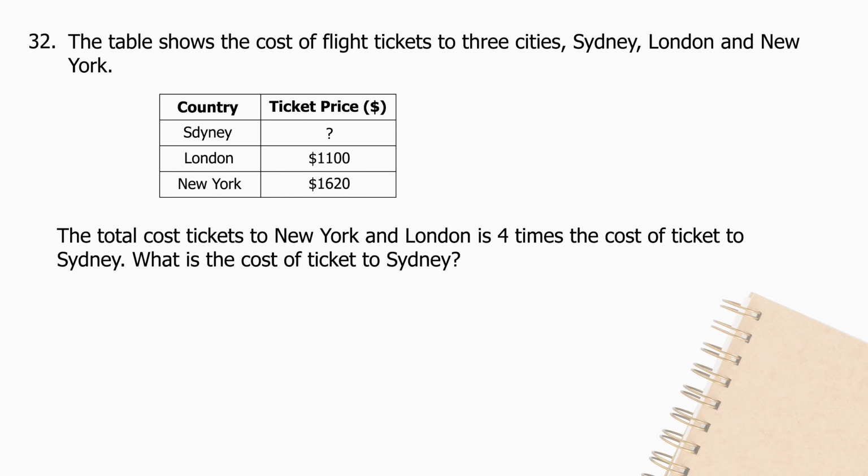Question 32. The table shows the cost of flight tickets to 3 cities: Sydney, London, and New York. The total cost of tickets to New York and London is 4 times the cost of ticket to Sydney. What is the cost of ticket to Sydney?